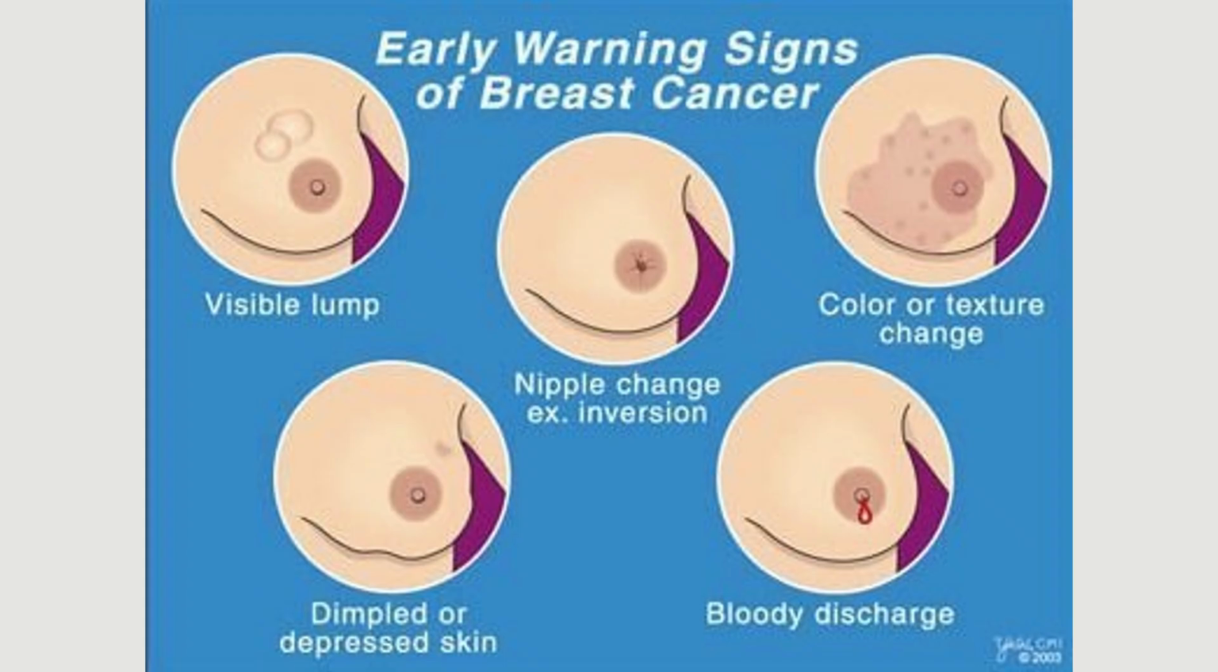Presence of a visible lump, changes in the color or texture of the skin overlying the breast, changes in the nipple, especially inversion of nipple, appearance of dimpling over the skin of the breast, as well as any discharges through the nipple. All these can be early warning signs of breast cancer. This requires immediate medical attention and examination.